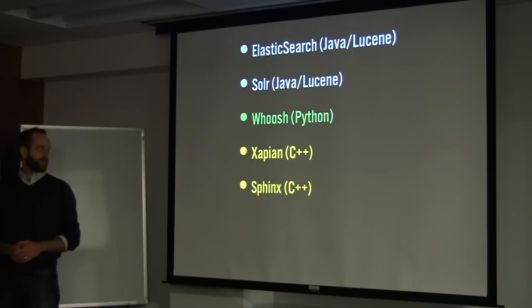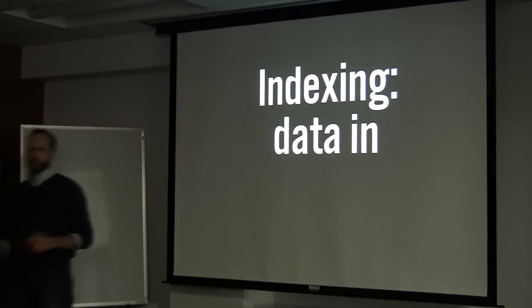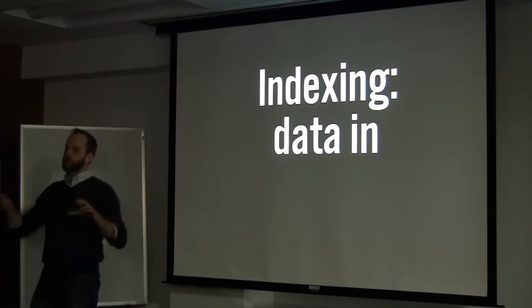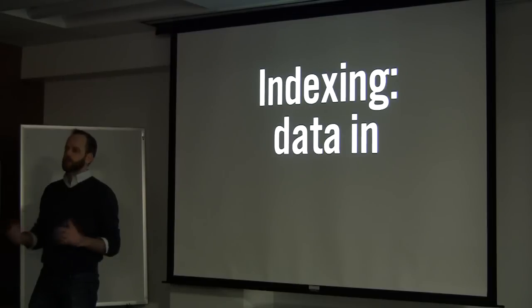And Sapien and Sphinx, not going to touch on this at all. They're there. So there are two things we need to do when we have a bunch of text we want to search. One is we have to get it into the index. We want to get it into the search engine. And this turns out to be a very important step.